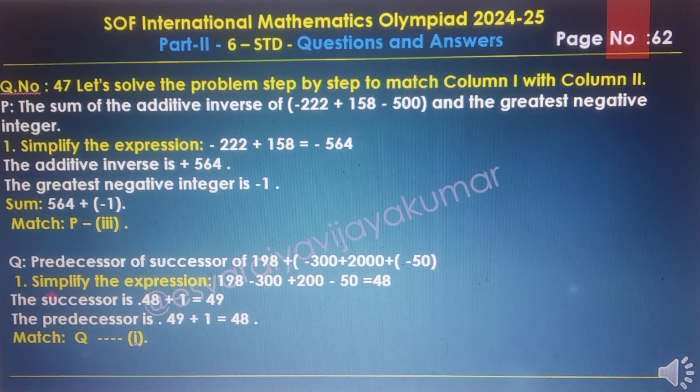And Q is the predecessor and successor of 198 minus 300 plus 2000 minus 50. Based on that calculation, the successor is 48 plus 1 equals 49. The predecessor is minus 49 plus 1 equals 48. Match Q equal to 1.